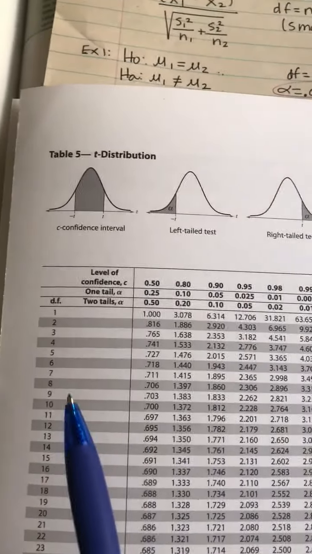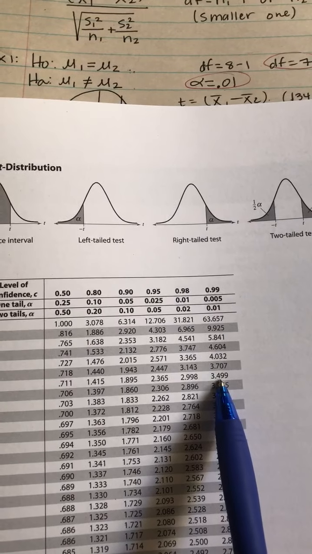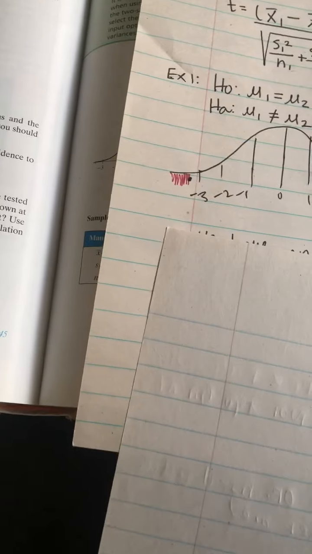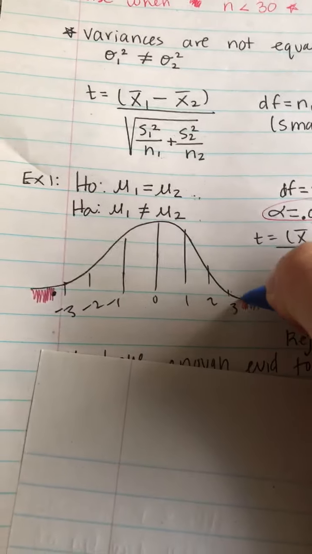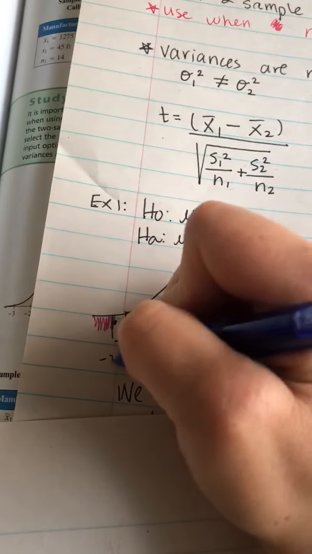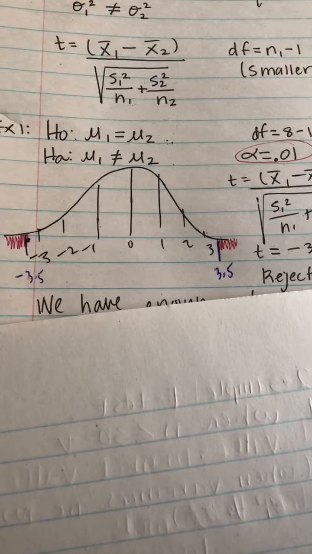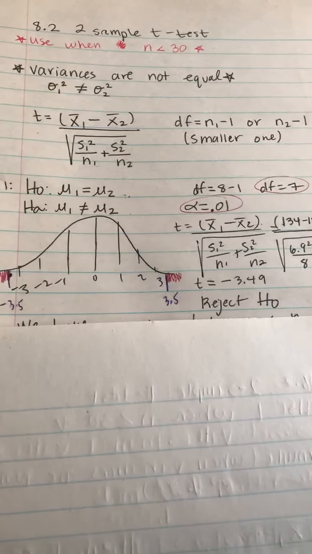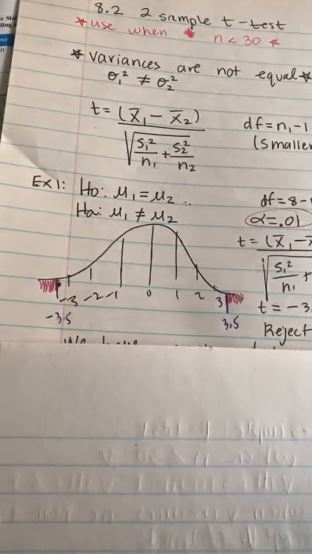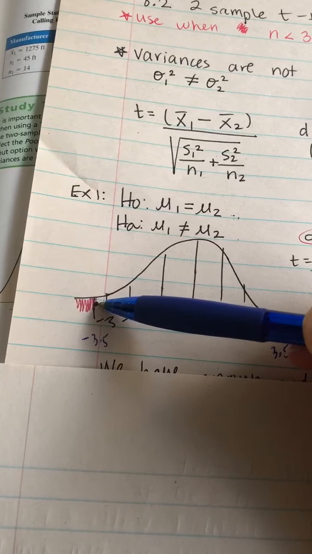So then you go down to the 7 and you get 3.499. So it's almost like 3.5. You can round to 3.5. And that would be right here. So 3.5. And on this side, negative 3.5, because it's a two-tail, so you shade both sides. Then whatever you get for t, that's where you make the dot. So we get negative 3.49, which is very close to what we got. So it's going to be a dot very close to the line, but on the right side.